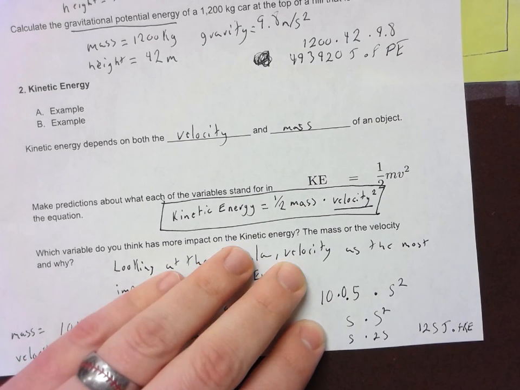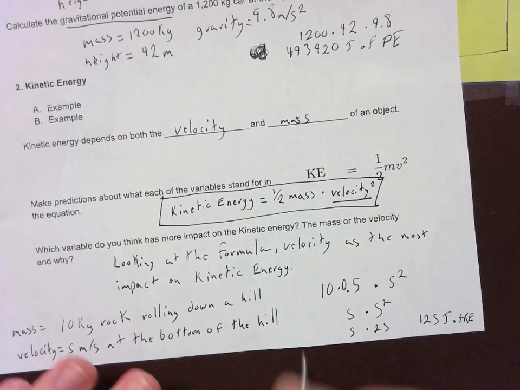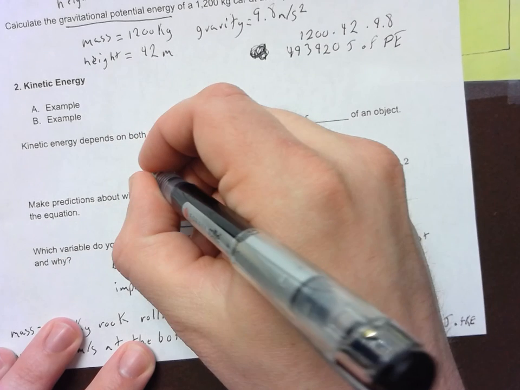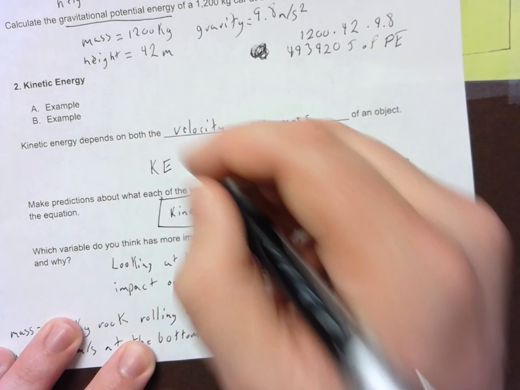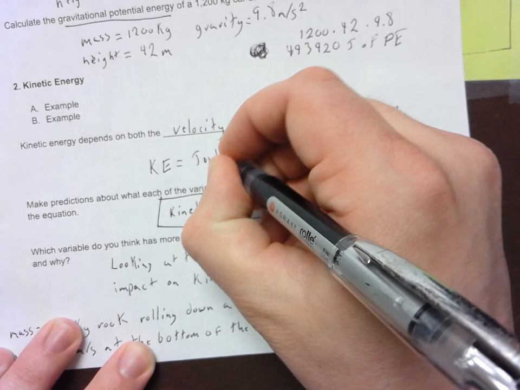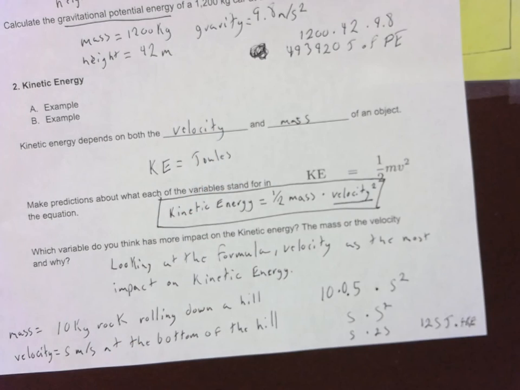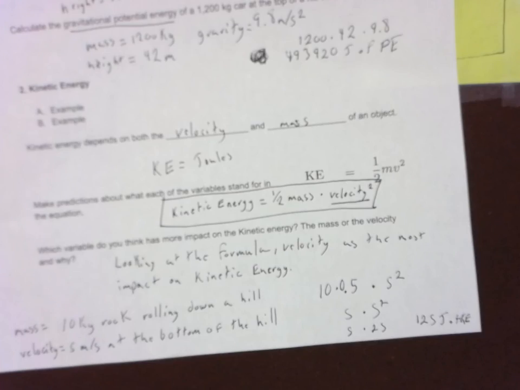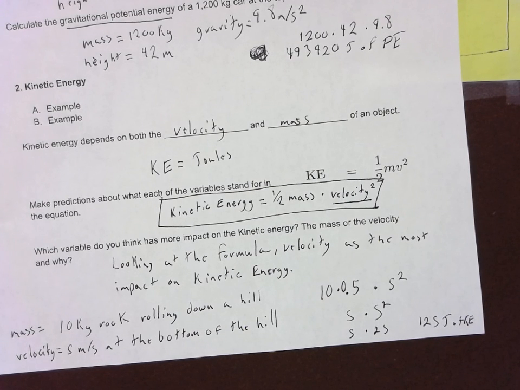So remember, KE equals joules. So all energy is measured in joules. Make sense? All right. So clear that up. This is our lesson for today. Come grab your worksheet. Go ahead and try to finish that today if at all possible. And good luck. Let me know if you have any trouble with it.